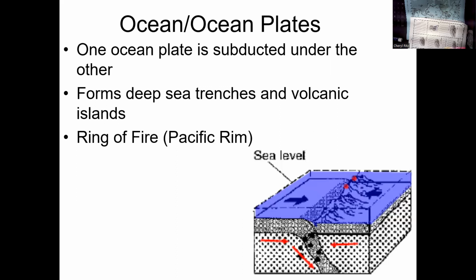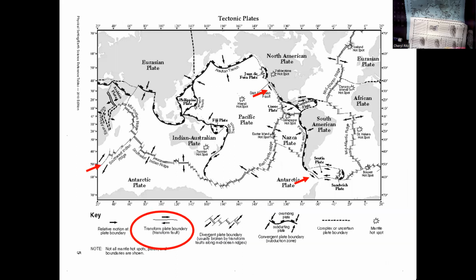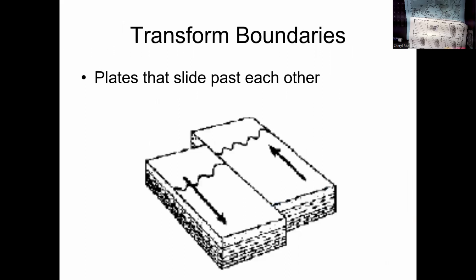And the last slide we're going to do today is the final type of boundary. The last one that I kind of skipped to begin with is called a transform. What can you tell about those arrows? They're kind of going alongside each other. So instead of doing this or this, they're sliding past each other. The most famous example of this is the San Andreas Fault over in California. So transform plate boundaries are where plates slide past each other. This is going to cause earthquakes. They all cause earthquakes, but this one doesn't build mountains or trenches or anything fancy, just causes earthquakes.